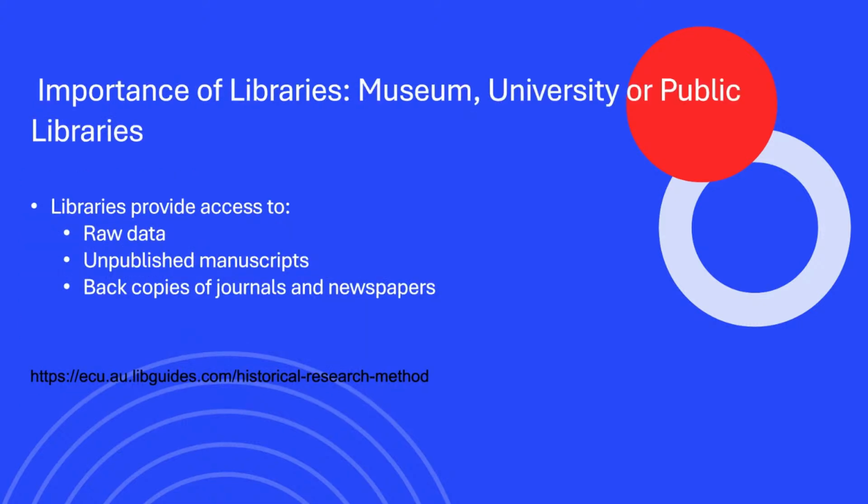Importance of libraries. Museum, university, or public libraries are suitable for the historian researcher. Libraries provide access to raw data, unpublished manuscripts, and back copies of journals and newspapers.